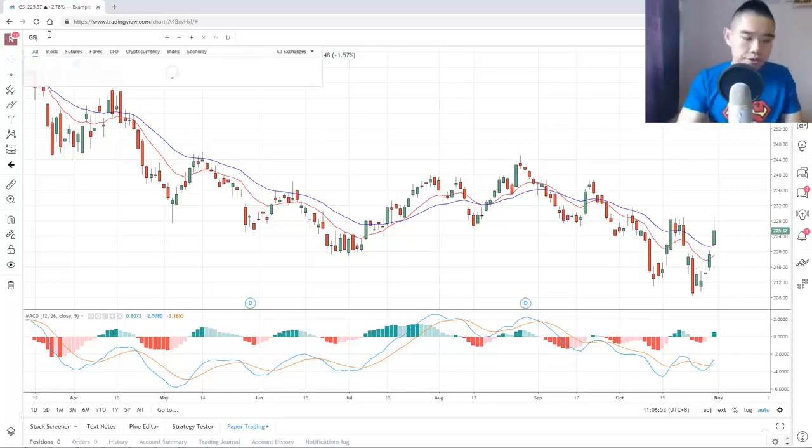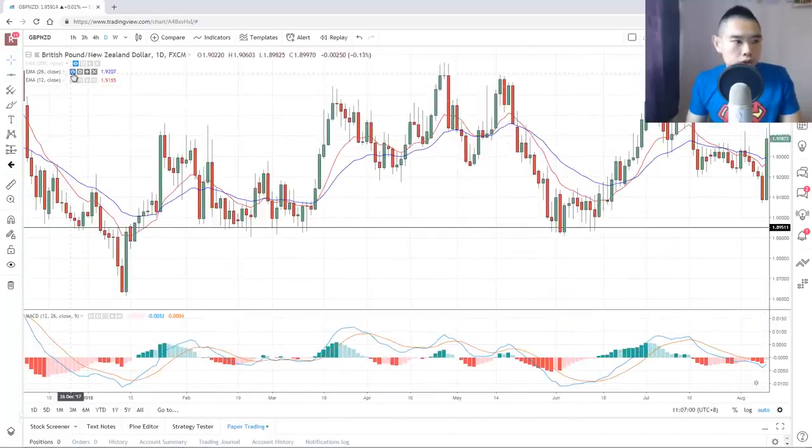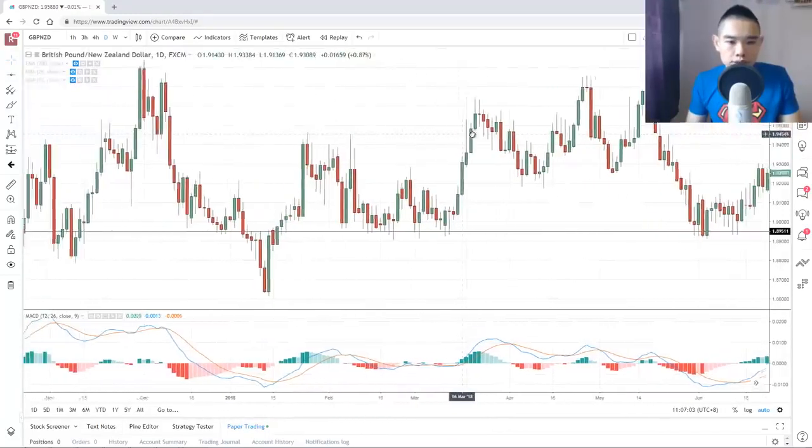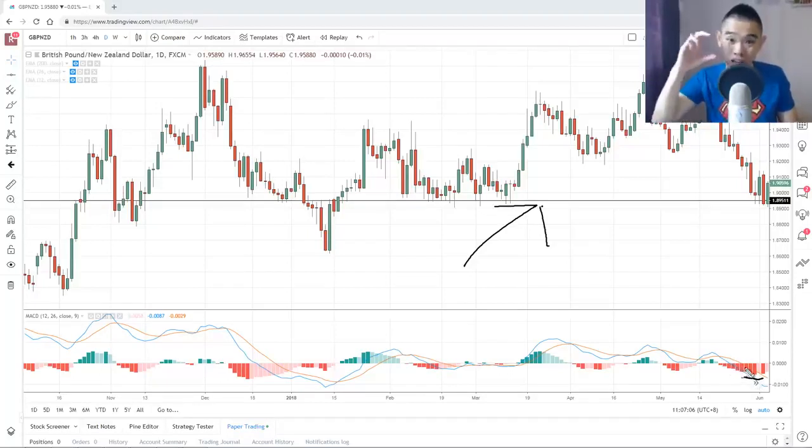First things first, let's have a look at the pound New Zealand. You can see over here, we don't need this 12 and 26, so we remove it. This is what I'm talking about. Note this. Over here is an area of support, and you have the market coming into this area of support. How do I know it's a strong momentum move? Pay attention to the MACD histogram. When you see the histogram showing strong bearish momentum, where the bars are getting larger and larger, it's telling you that there is strong momentum in this market.